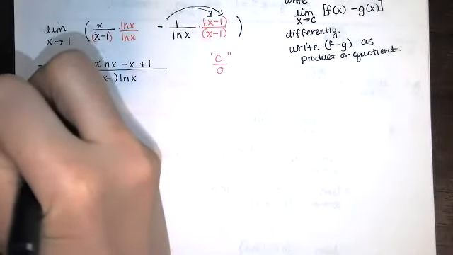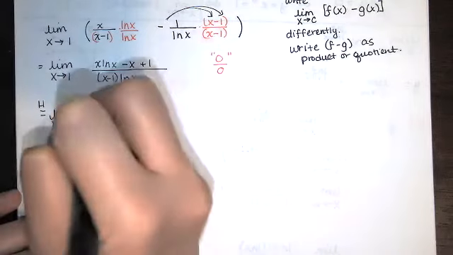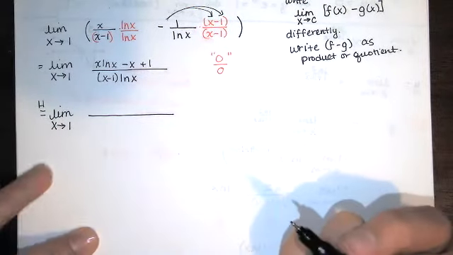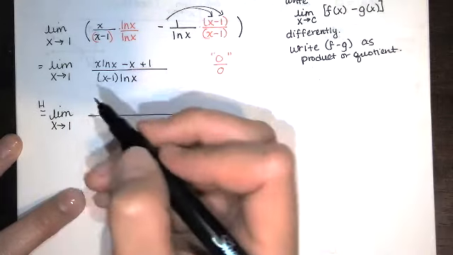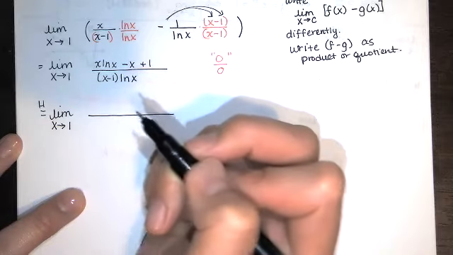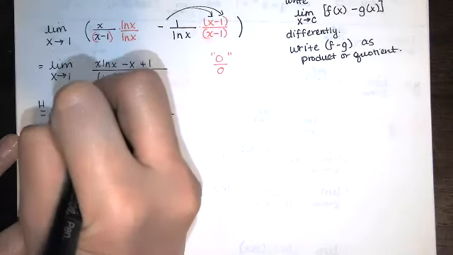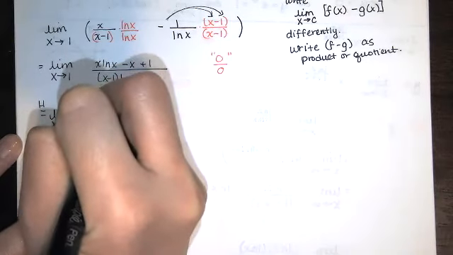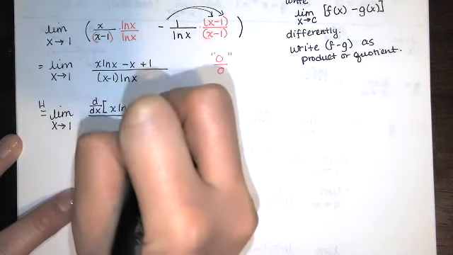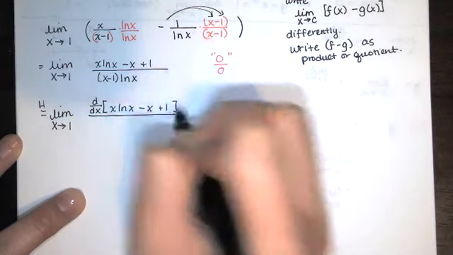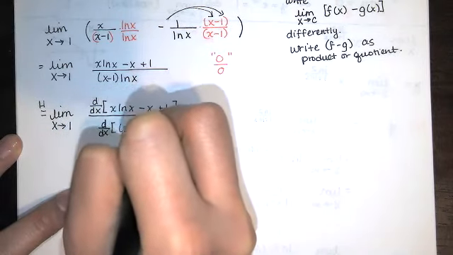That's great. So that means we get to apply L'Hopital's rule. And L'Hopital's rule may get us one step closer to what we're looking for. So let's do this. I've got the derivative of x times natural log of x minus x plus 1 over the derivative of the quantity x minus 1 times natural log of x.